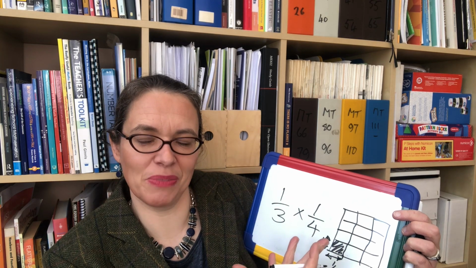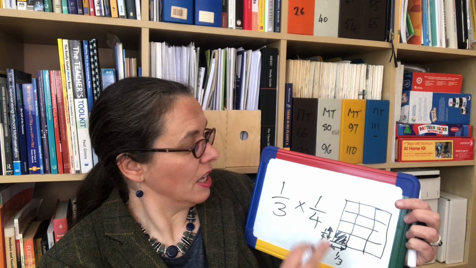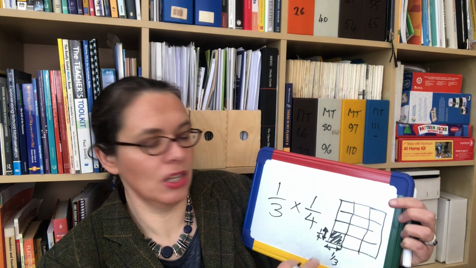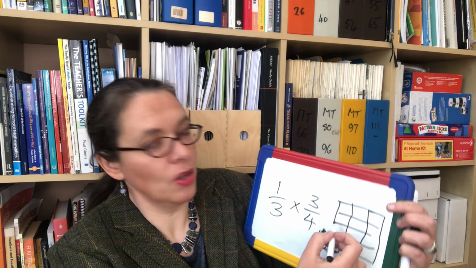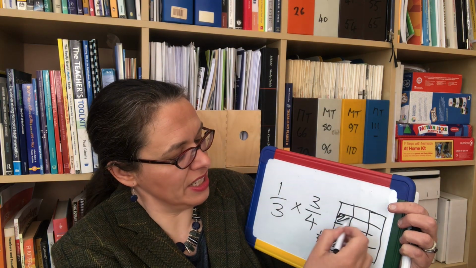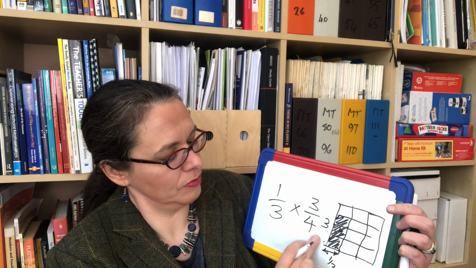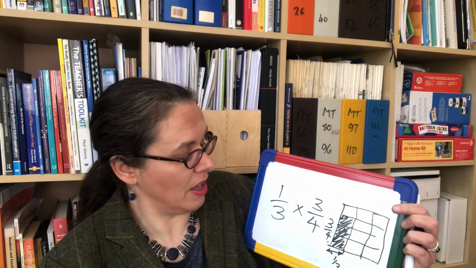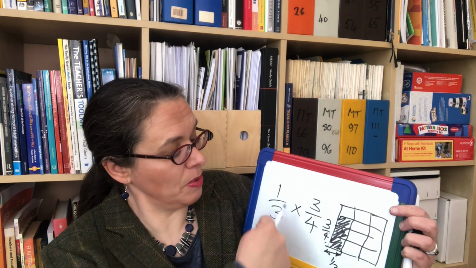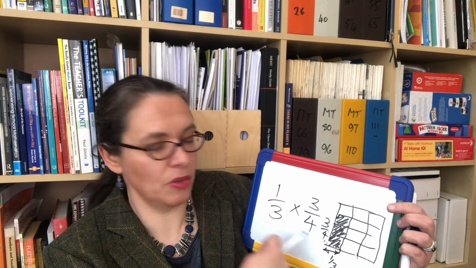You could get that by multiplying the numerators and multiplying the denominators. And if this question had been 1/3 times 3/4, well, we would have gone 3 times as high to get our 3/4. And the answer would have been 3/12. And again, it fits with multiplying the numerators and multiplying the denominators, 3/12.